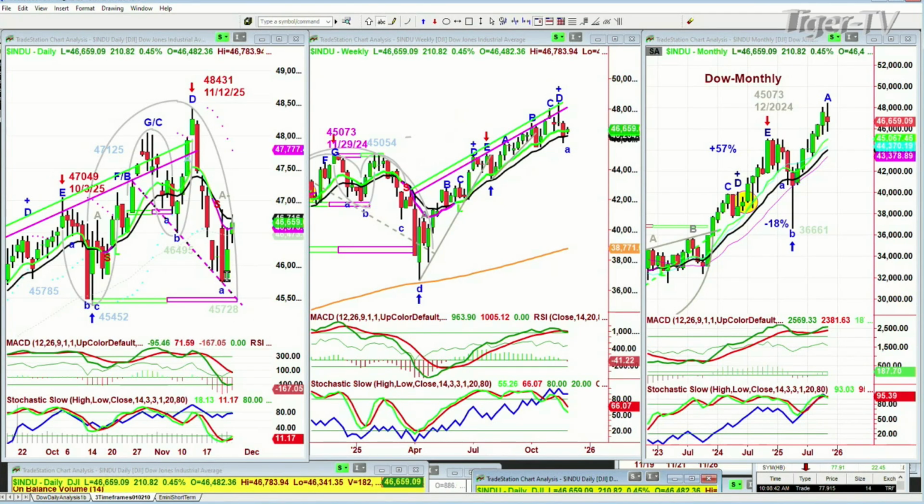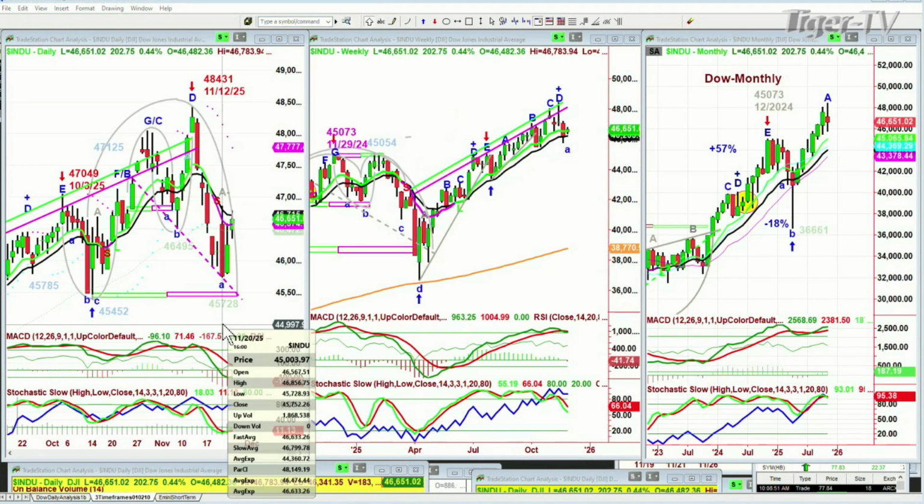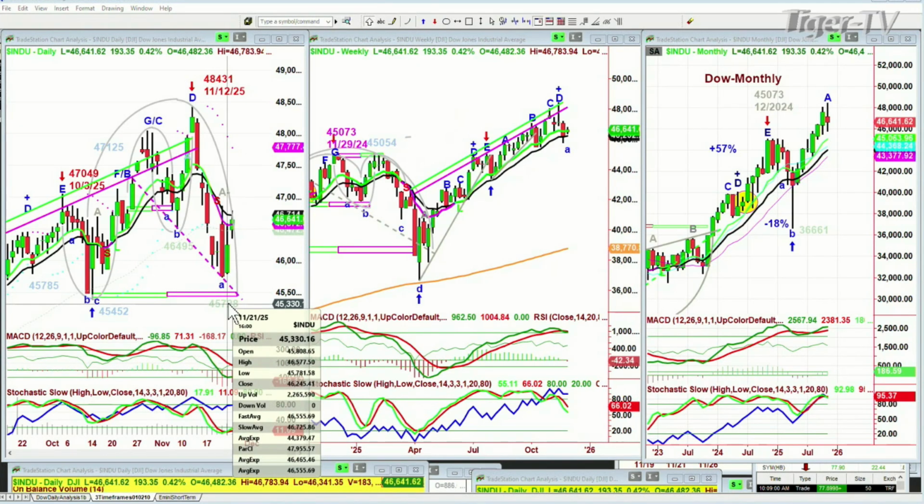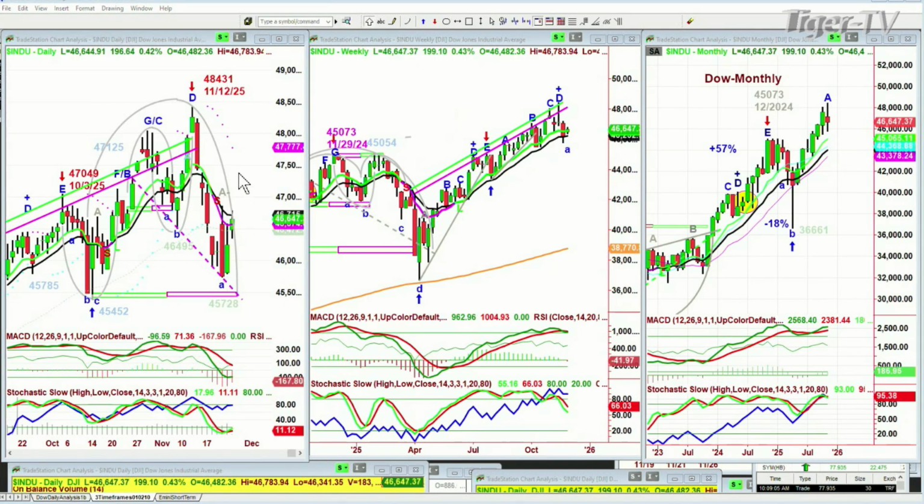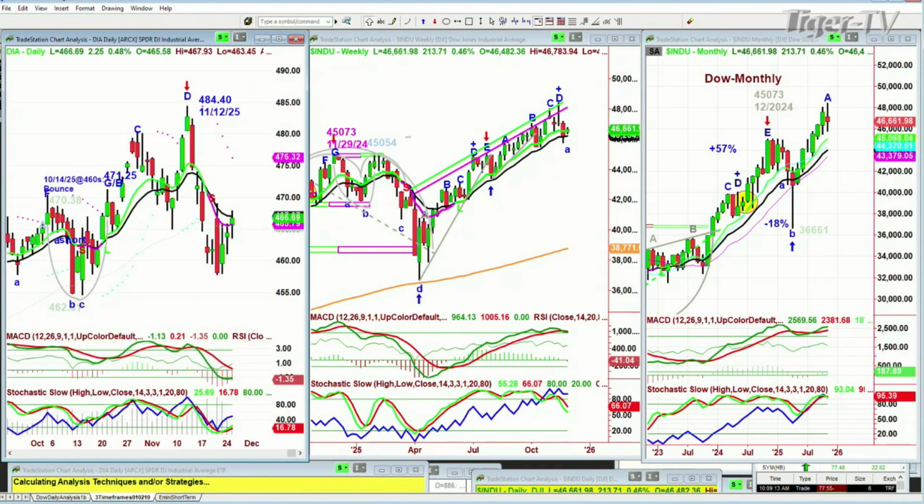Friday's action. No, that's not right. Am I missing a bar? Wait a minute. Oh, of course, that's right. On the 20th of November, which was Thursday, yep, I'm correct. There was a lower low. Friday was a higher high. But why am I missing a day? Look, there's Friday. There's Monday. Where's our Tuesday action? That was yesterday. I don't want to get confused here. Let me just do it. Maybe the diamond's a little bit better. No, it's the same thing.